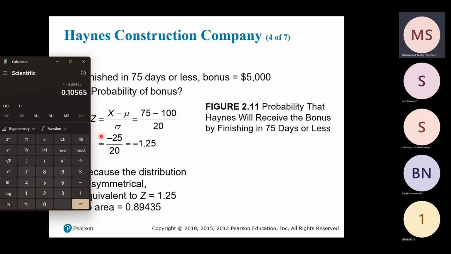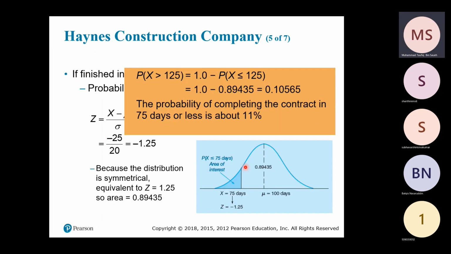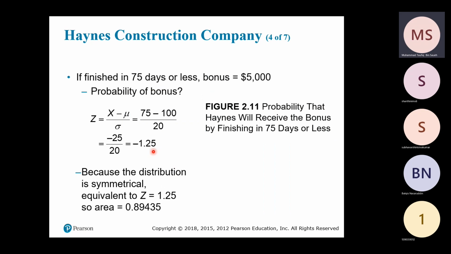It's only 10% chances. So the chances are very, very low. It means that it's almost impossible that the contractor can complete the job within 75 days. Sorry, so here you can calculate the case. This one is only half of the calculation.